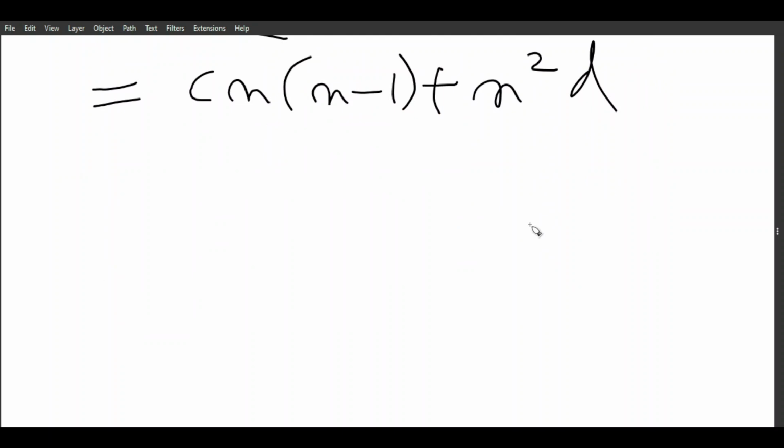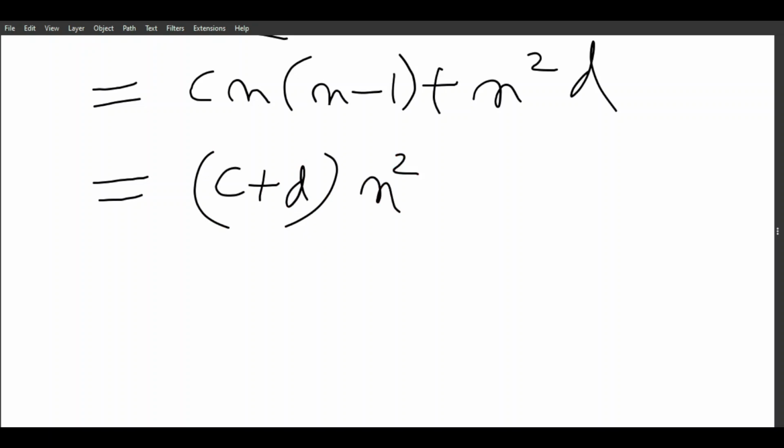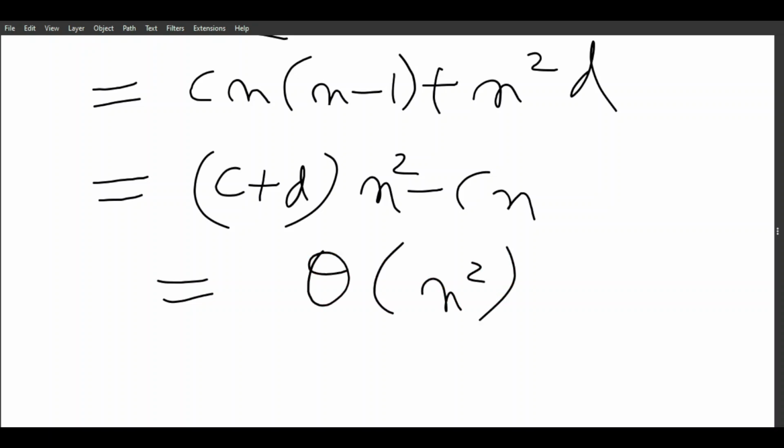Again, a simple simplification will give you c plus d n square minus Cn, and you can easily write this. There is no need to write the exact constants, just express this in asymptotic notation. We get big theta of n square. So this is a divide and conquer algorithm having time complexity big theta of n square. So its time complexity is same as the iterative algorithm.